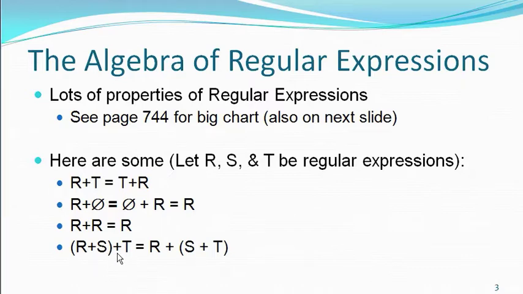The union operator is associative, right? So if I take the union of R and S first and then union with T, it's the same as taking the union of S and T and then unioning with R.